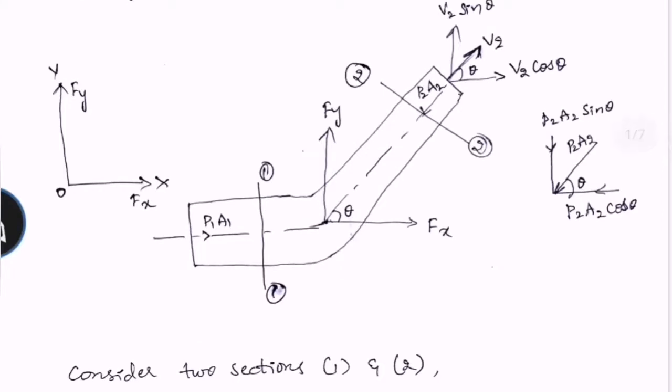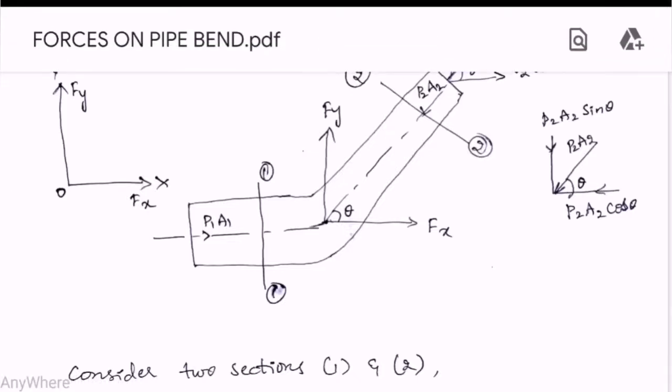So what are these forces Fx and Fy? These are the forces exerted by the flowing fluid on the pipe bend. And according to Newton's third law, as there is an opposite reaction to every action, Fx is the force exerted by the fluid on the pipe bend. So in that case, the same force Fx will be exerted by the pipe on the fluid.